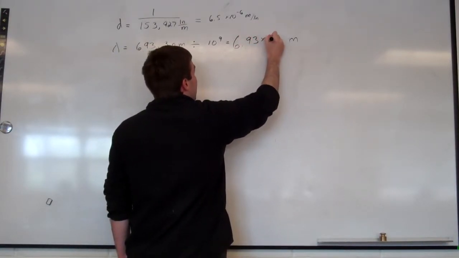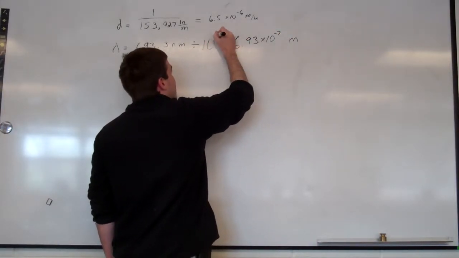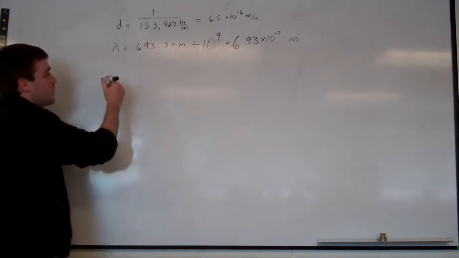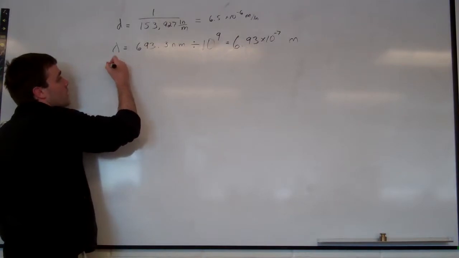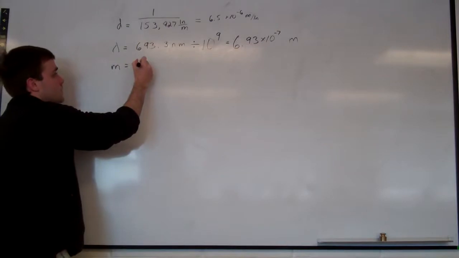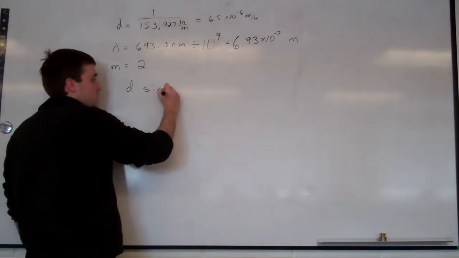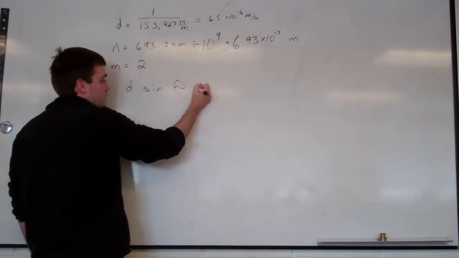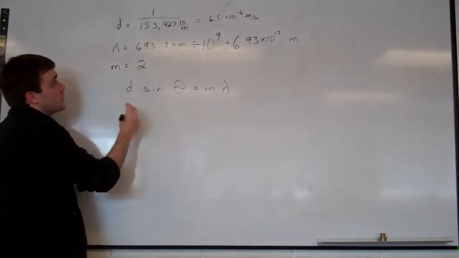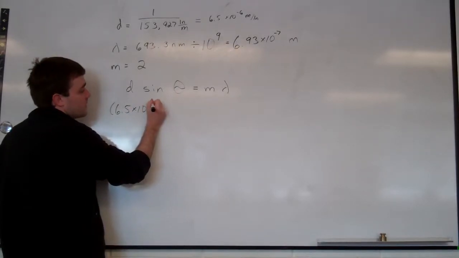The wavelength is 6.93 times 10 to the negative 7th meters. What is our m value going to be here? 2. So we do d sine theta equals m times lambda. Distance is 6.5 times 10 to the negative 6 meters.